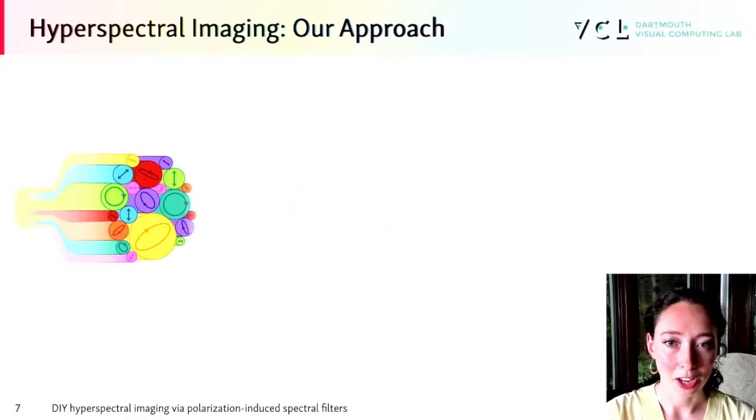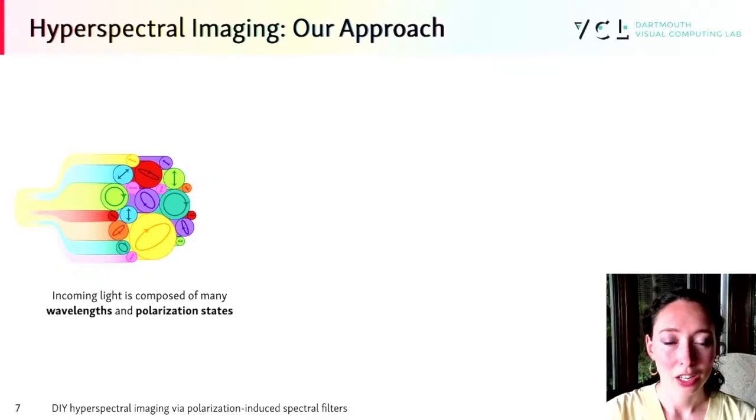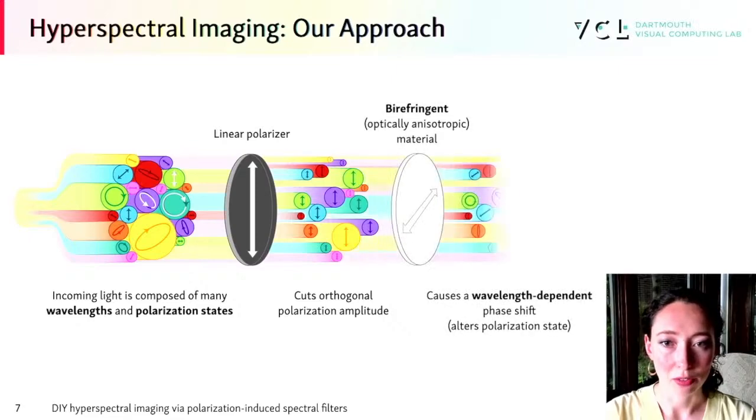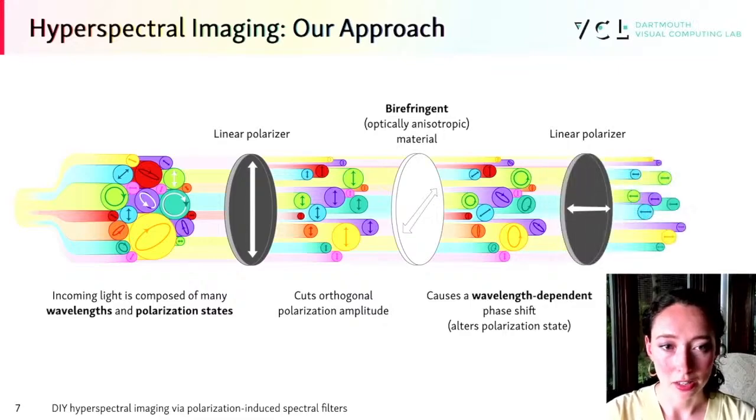If we were to look at a beam of light as a bundle of individual waves, each would have their own wavelength, amplitude, and polarization state, which could be vertical, circular, or elliptical. This light passes through a linear polarizer, which cuts the polarization orthogonal to its transmission axis, then passes through the birefringent material, or wave plate, which causes a wavelength-dependent phase shift that alters the polarization state of the light. It then passes through a second linear polarizer, which again cuts the polarization orthogonal to its axis. The cumulative effect is wavelength-dependent transmission.